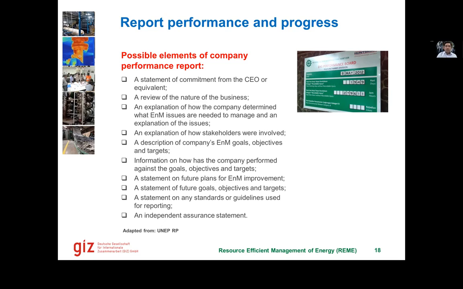What were the measures that have been completed and which measures they want to take forward in future, which still need to be implemented? Are there any revisions to the objectives or targets, any standards or guidelines that are being used? And are there any independent assurance statements, or for example, any third party review of the energy performance? So these kind of things could come in for the final performance monitoring report as well.